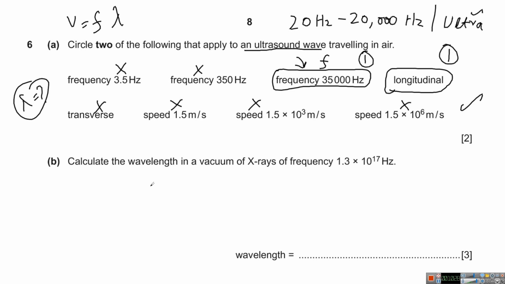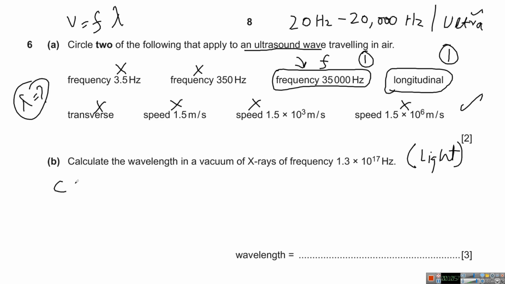Okay, calculate the wavelength in a vacuum of X-rays. Now we haven't discussed this because we will be discussing this in IG 2, since we will discuss it from light. As I said, when we go for topical past paper, they actually have structured questions which refer to several units altogether instead of just focusing on one unit as a whole, because that way the questions will be very limited.